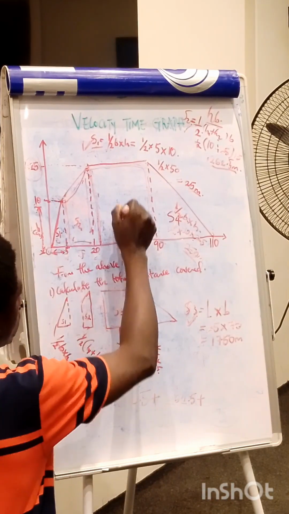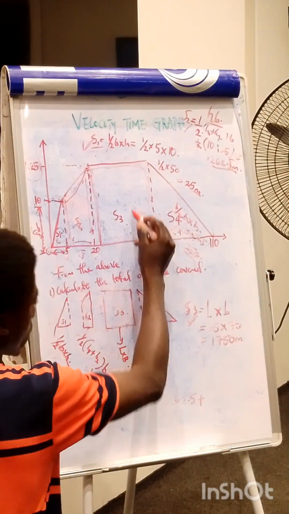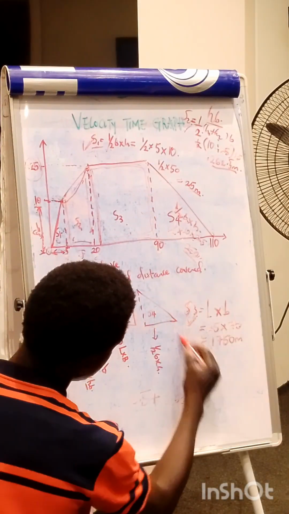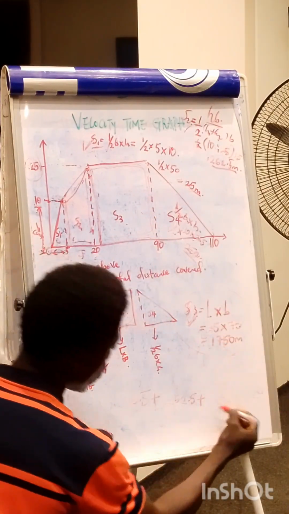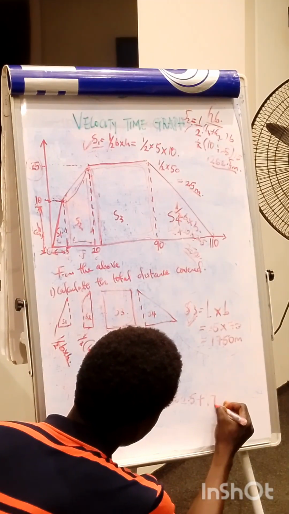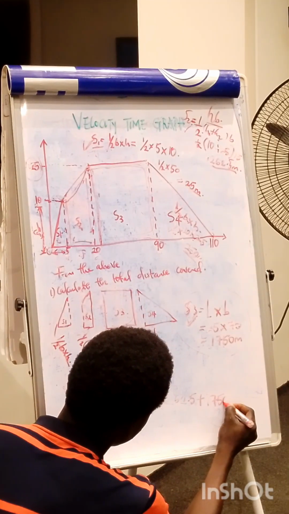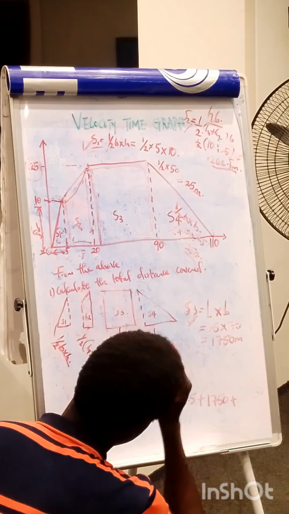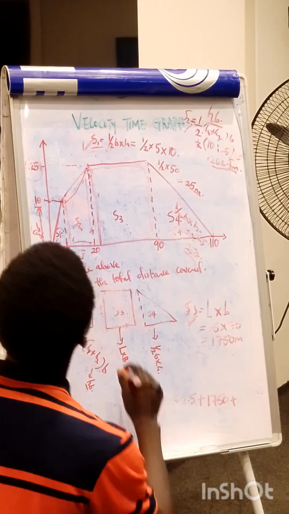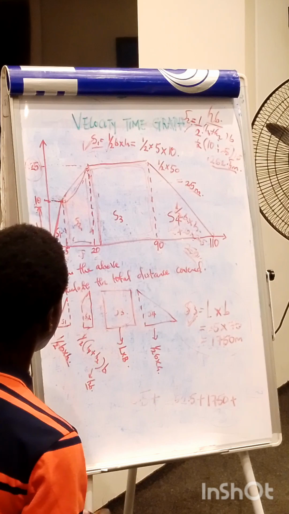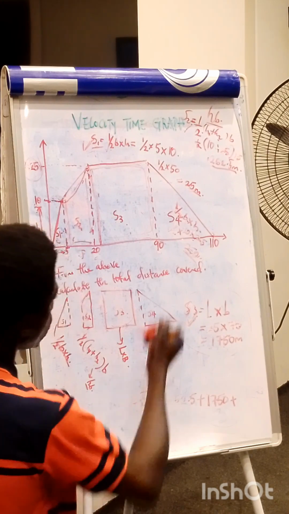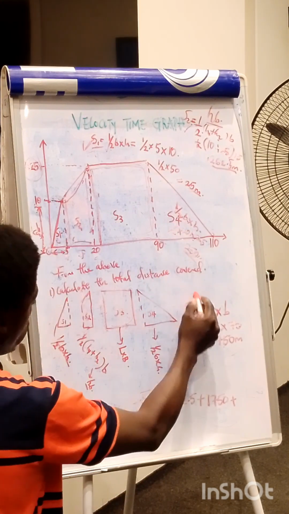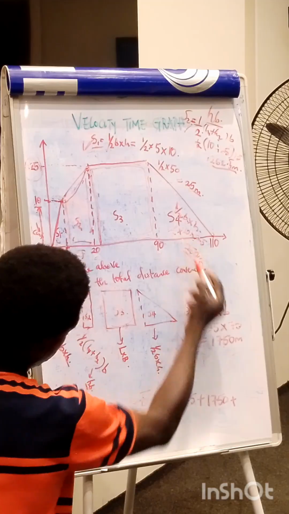262.5 plus my S3. Where did we solve for S3 the other time? My S3, this is a rectangle, so this is it here. My S3, 1750, then plus the S4. Where's my S4? We solved for S4 here. Try to manage the board. So then the value is 250.